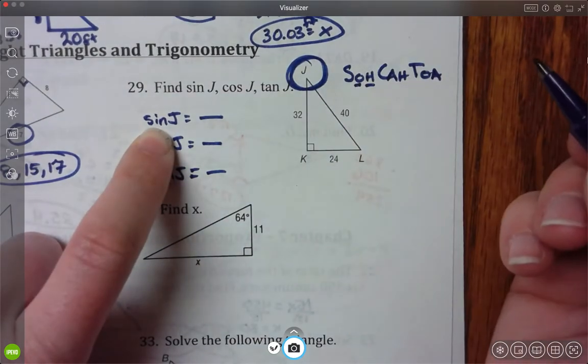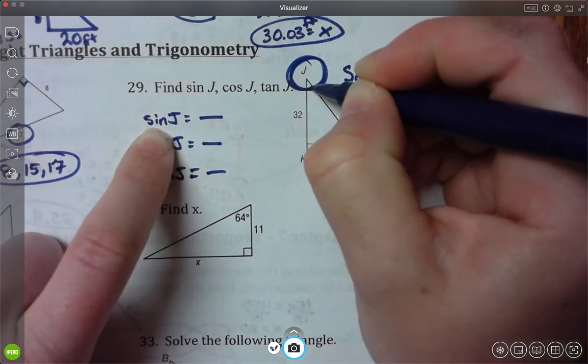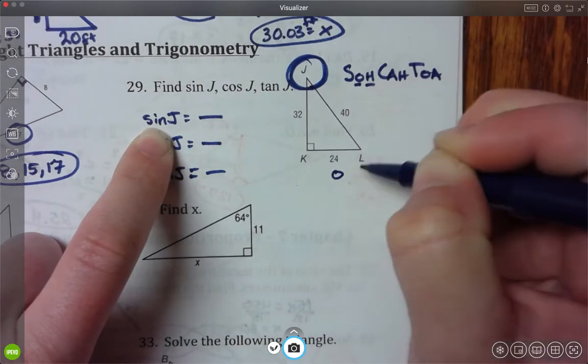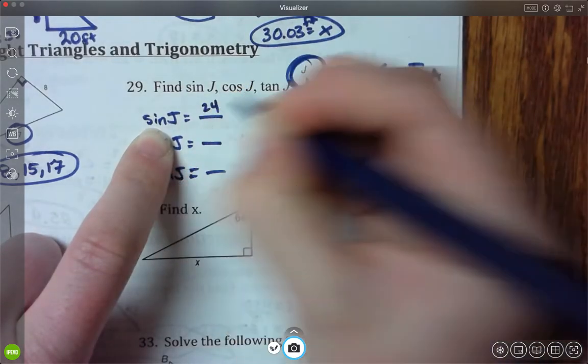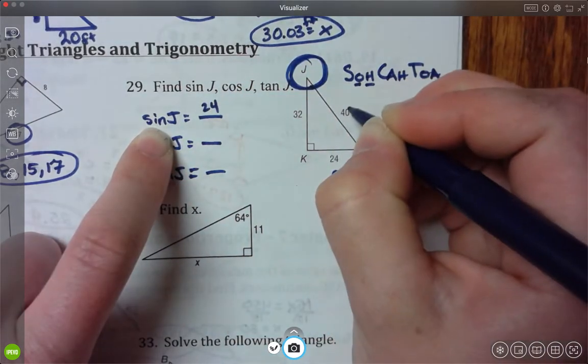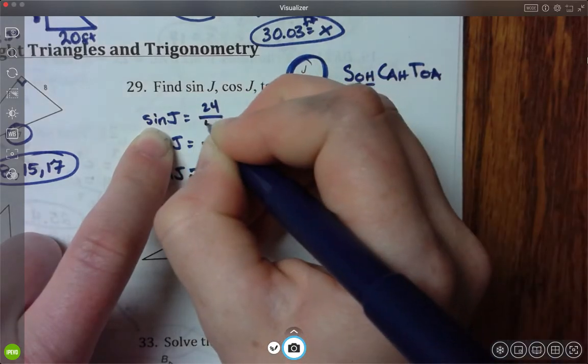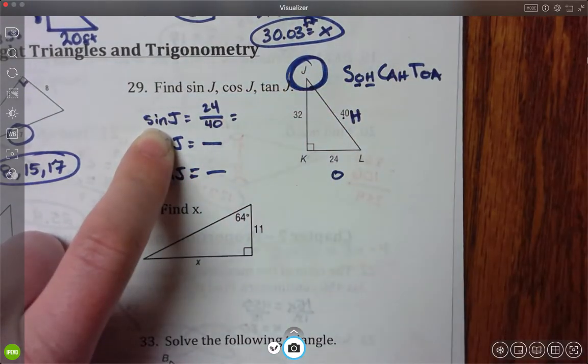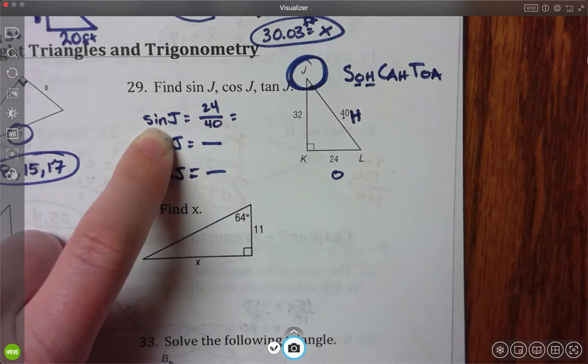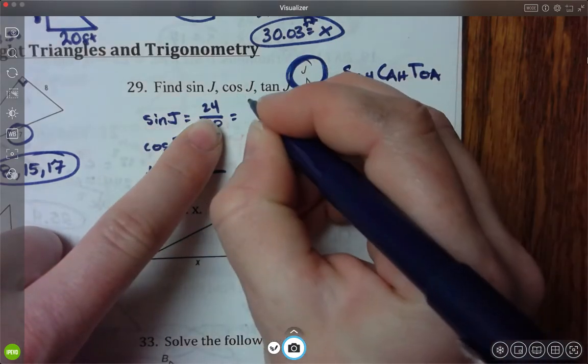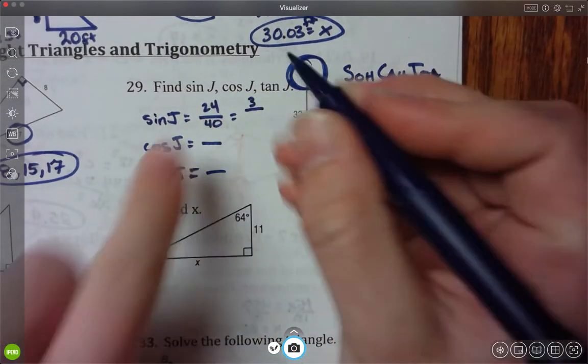Okay, so if I'm looking at j, the opposite side of j is going to be 24. Okay, so opposite, and the hypotenuse side is going to be 40. Okay, so it would be 24 over 40, or if I divide everything by, let's see, I think I can divide by 8. 24 divided by 8 is 3. 40 divided by 8 is 5.